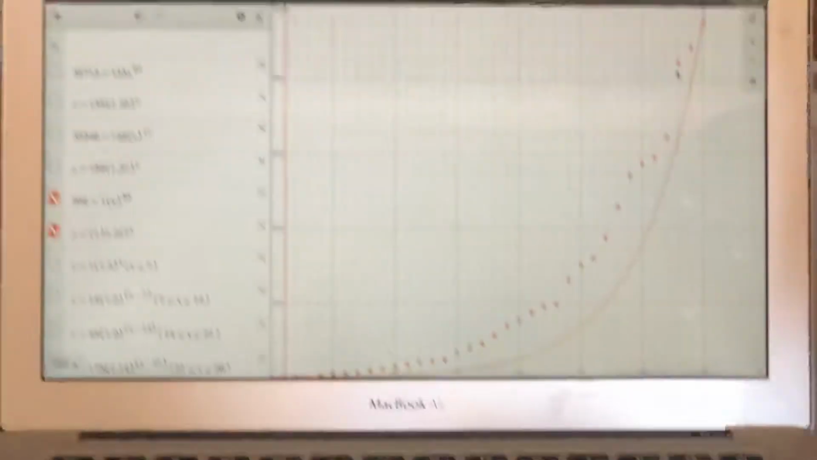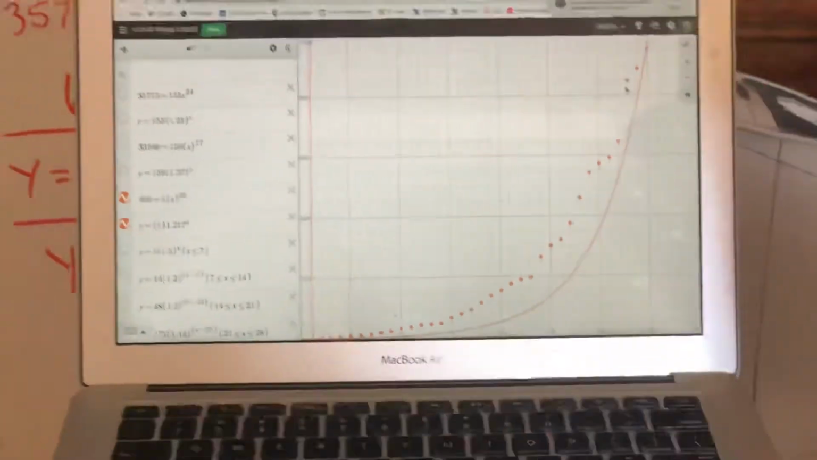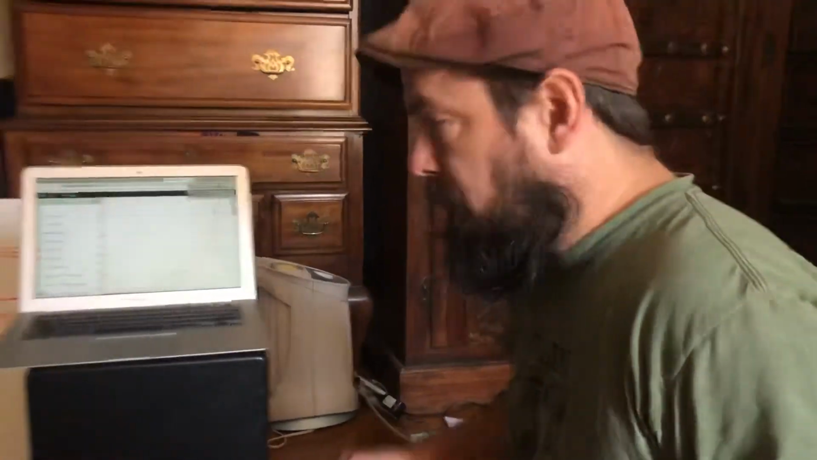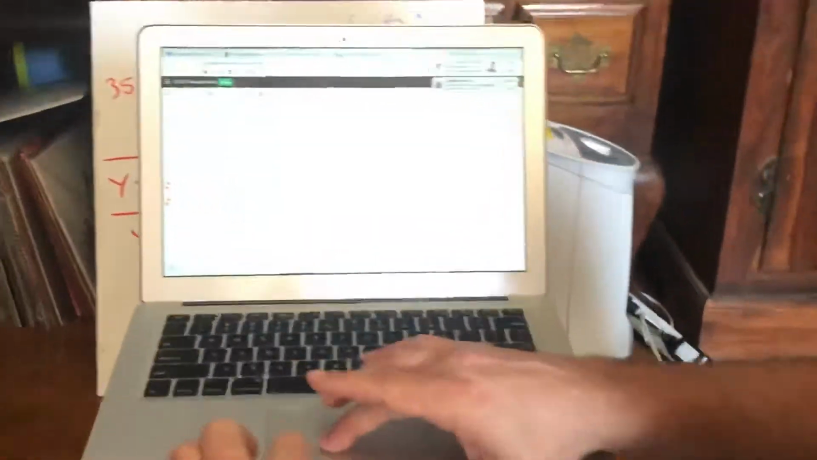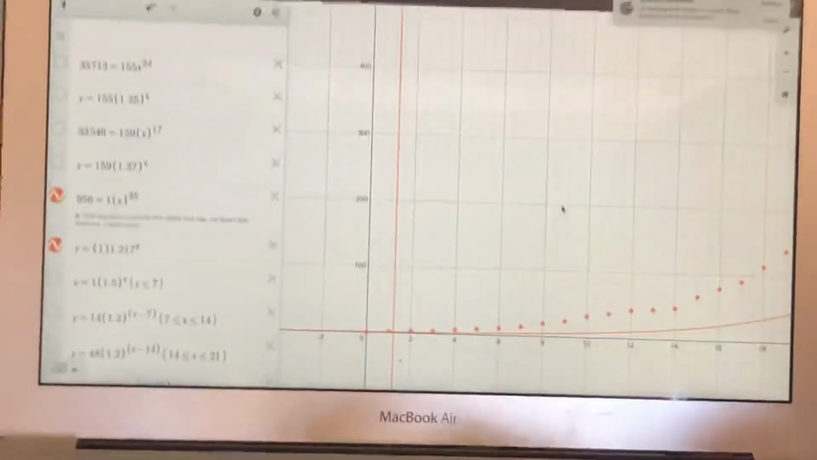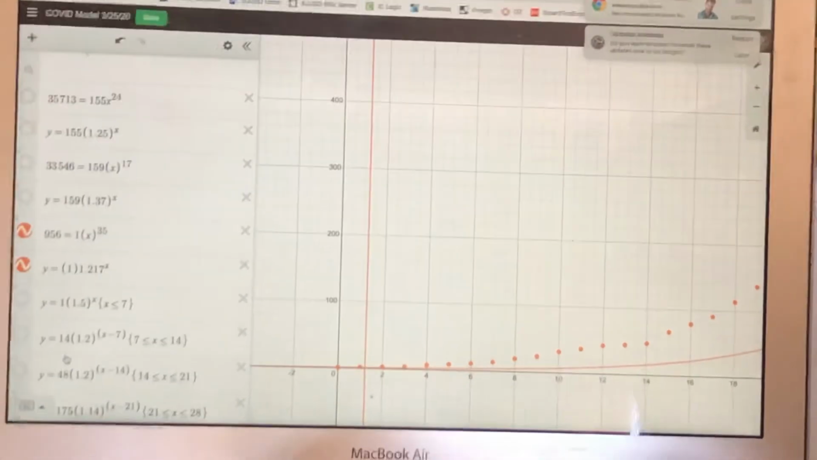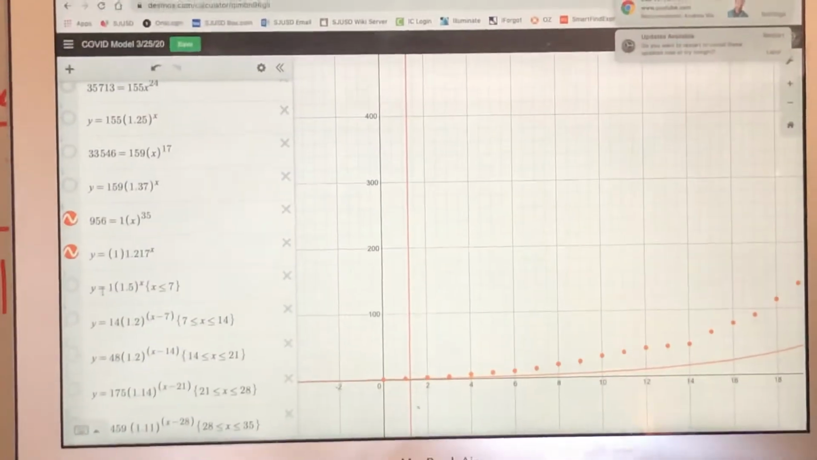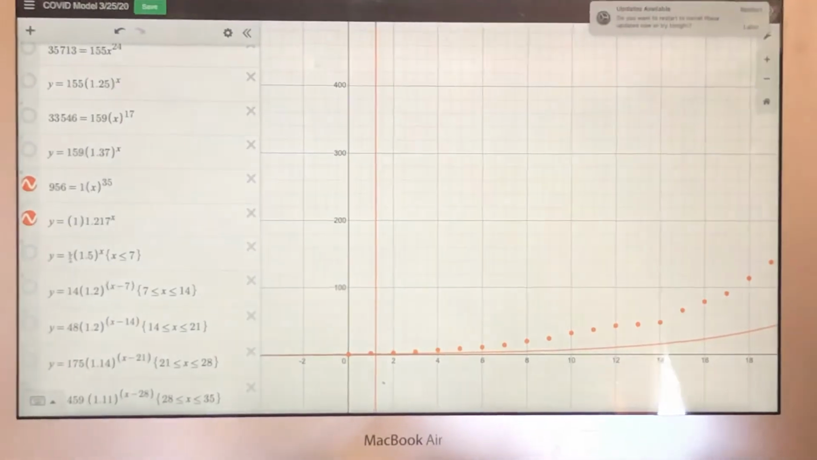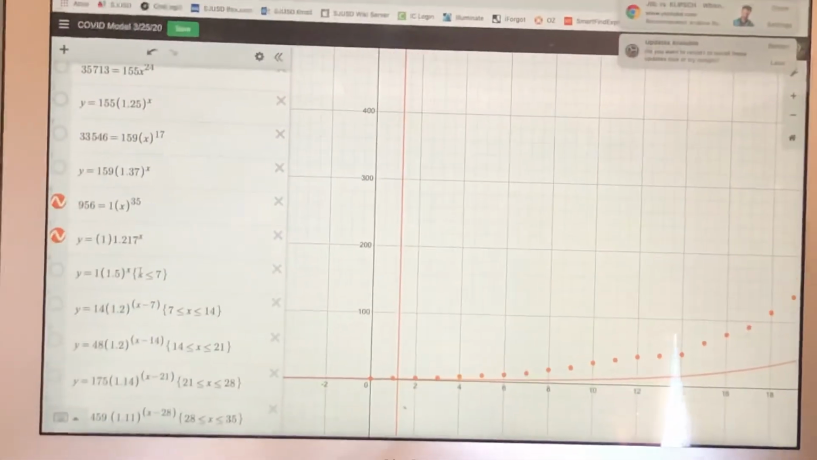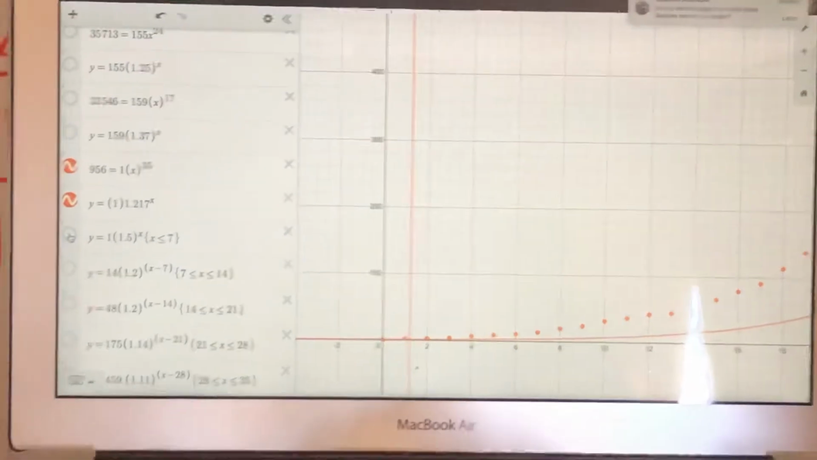What that leads to, in terms of my perspective on modeling, what I want you to keep in mind, is that we should probably not just act like day 0 and day 35 are the only data points we can use to model this exponentially. Instead, we're going to apply a piecewise view of it. So let's just look at the first 7 days. And let's do y equals 1, the initial value, times 1.5 to the x for days 0 through 7.